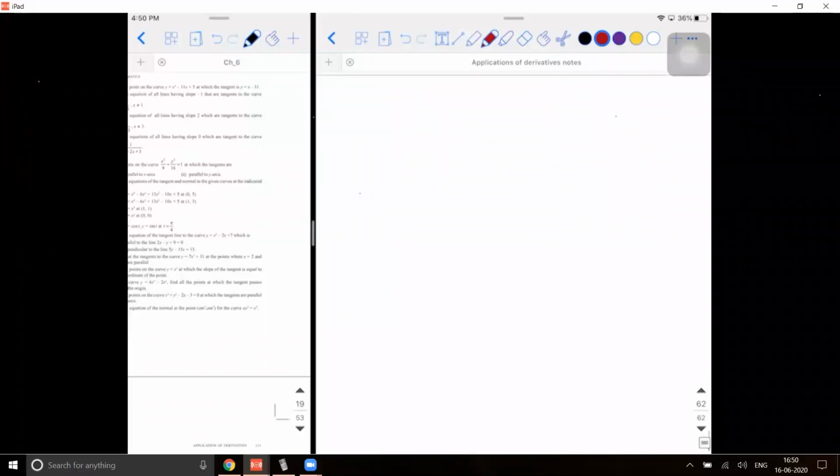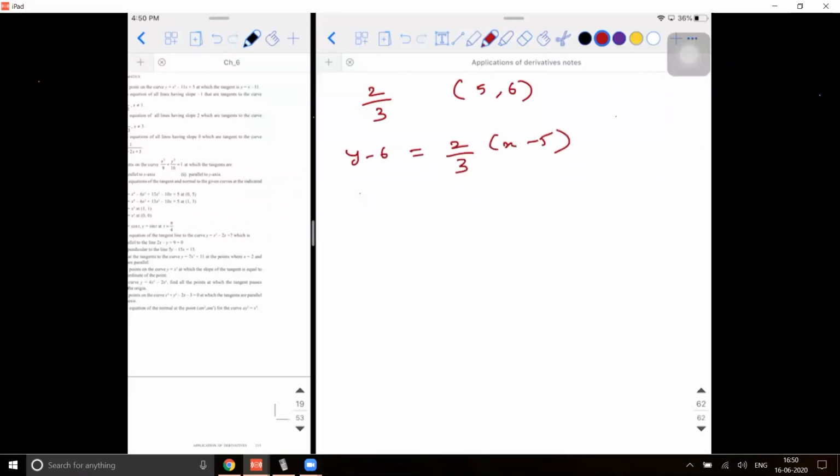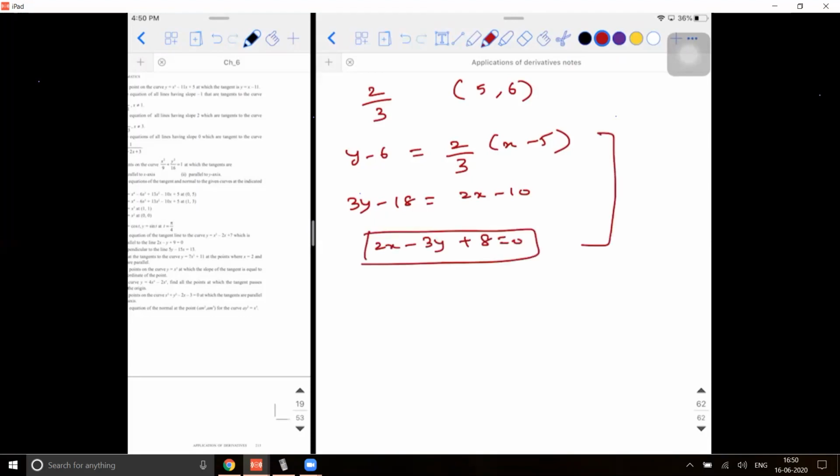For example, let's say the slope of a curve is 2 by 3, and there is a coordinate 5, 6. I've taken some random values. If I ask you to write the equation, what will you do? You will take y minus y1 is equal to m into x minus x1. So you will write 3y minus 18 is equal to 2x minus 10. So the answer will be 2x minus 3y plus 8 is equal to 0. Number of steps: 3.